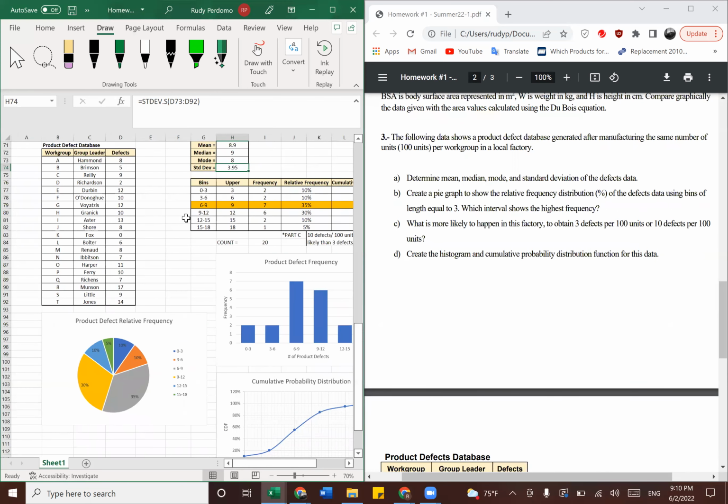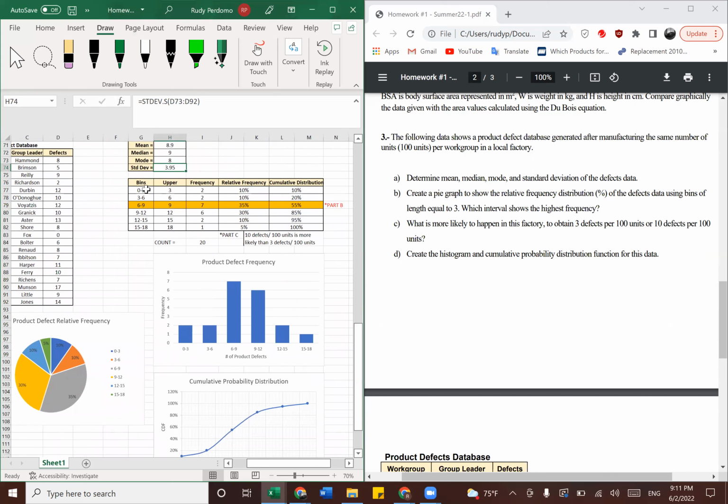So here, we could just look at this, look for the lowest value, which would be 0, and then the highest value would be 17. So we know that we need bins equal to 3 that cover 0 and 17. So we'll go 0 to 3, 3 to 6, 6 to 9, 9 to 12, 12 to 15, and 15 to 18. So now we're covering this whole data set. Then you put in your upper limit, which is what you're going to need for this frequency function here. So the upper limit of 0 to 3 is 3, and 6, 9, 12, and so on.